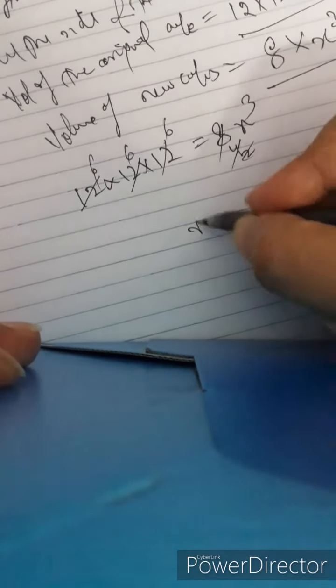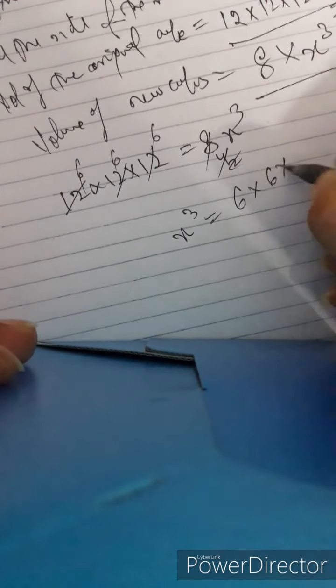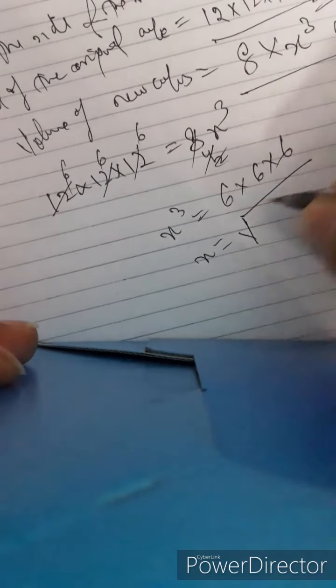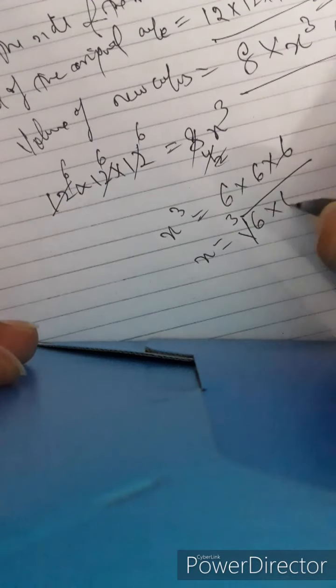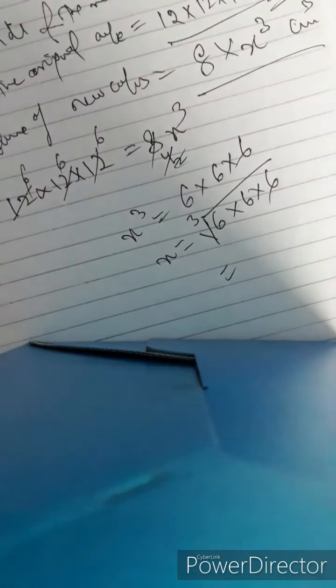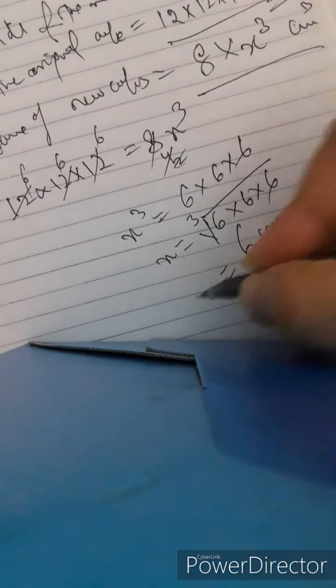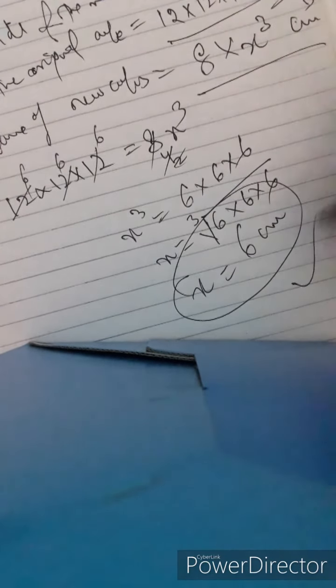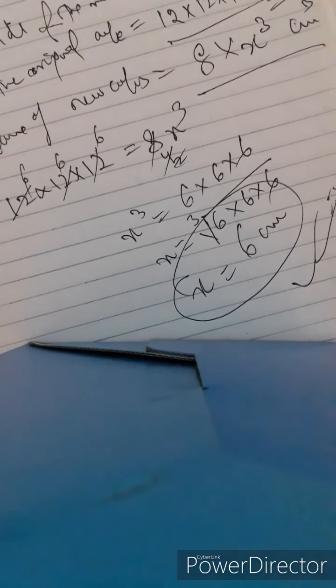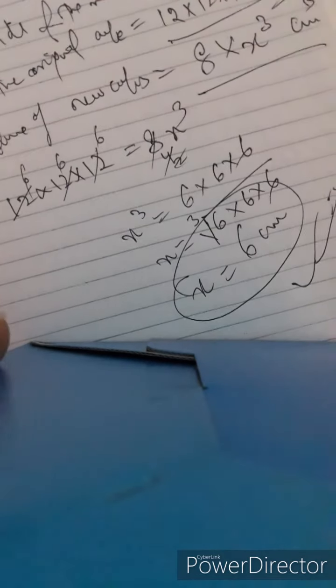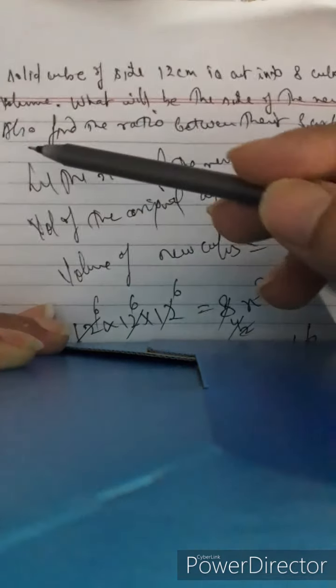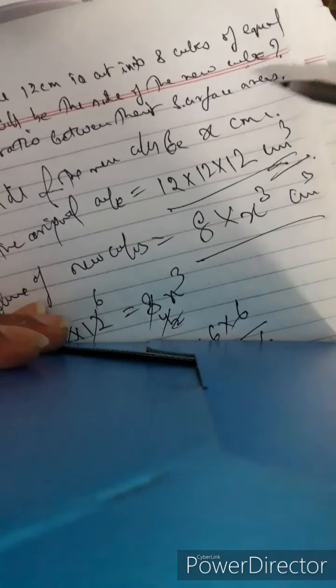So 6 into x cube equals 6 into 6 into 6, or x equals cube root of 6 into 6 into 6, that is 6 centimeters. The side of the new cube becomes equal to 6 centimeters. The new cube thus formed, their side is equal to 6 centimeters. Now we have to find the ratio between their surface areas.